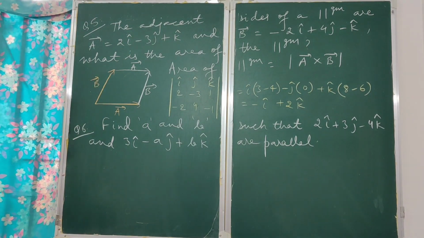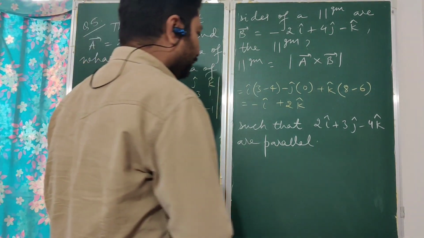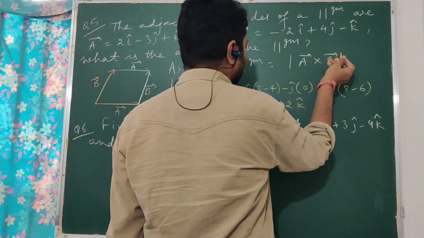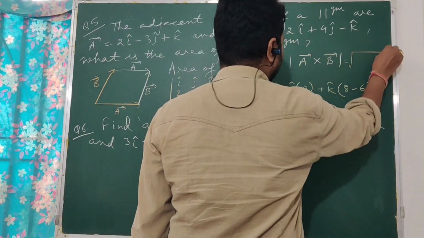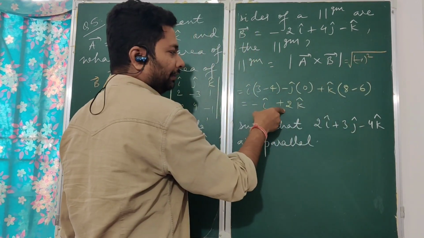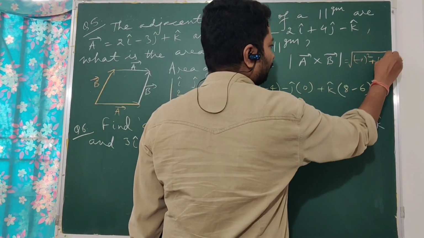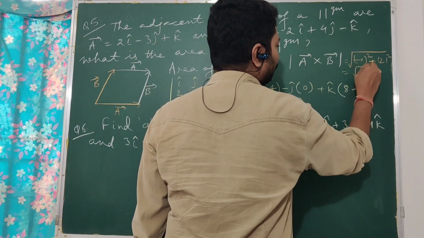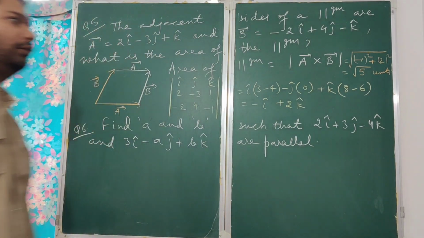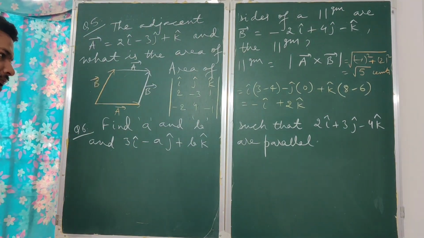So this is the area vector. What will be the magnitude of this area vector? You can see it here. Magnitude will be equal to, you can just write it as root of minus 1 square plus 2 square. So it will be root of 5 units. The answer will be root of 5 units.